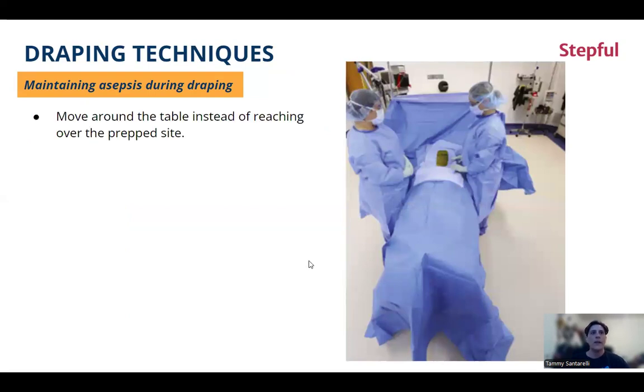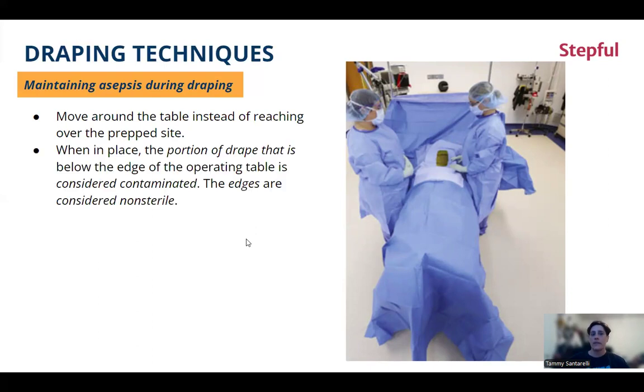All right, move around the table instead of reaching over the prep site. So if I was passing to the surgeon, I would literally grab my 4 sets of towels, take one around, pass, get back over here. And then you can pass, and the last one would be on your side, if that makes sense. And we can go over it again later.